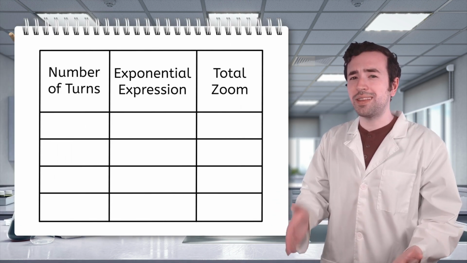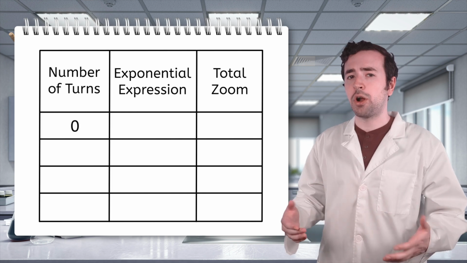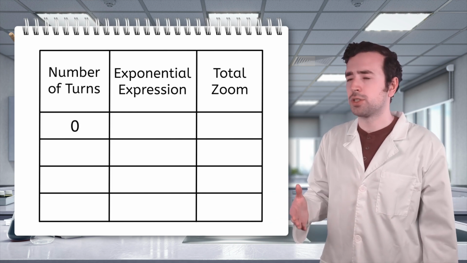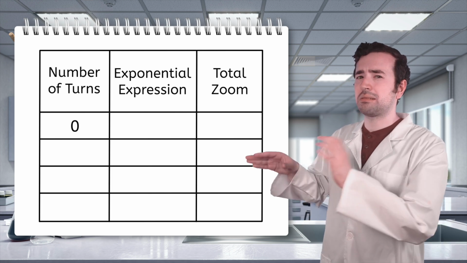Each turn multiplied the zoom by 10, just like repeated multiplication. How can we represent repeated multiplication? Exponents. So let's try writing the zoom amounts as exponential expressions. At the start, we hadn't turned the knob at all, so there were no 10s to multiply. Let's come back to that later.